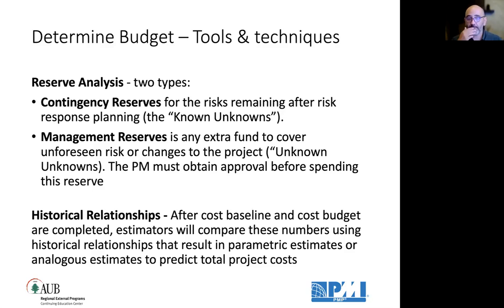Historical relationships. After the cost baseline and the cost budget are complete, we can bring independent estimators that will compare these numbers using their historical relationships of similar projects. This will result in parametric estimates or analogous estimates to predict the total project cost, just to make sure that we are in line with previous similar projects, to make sense of this budget.